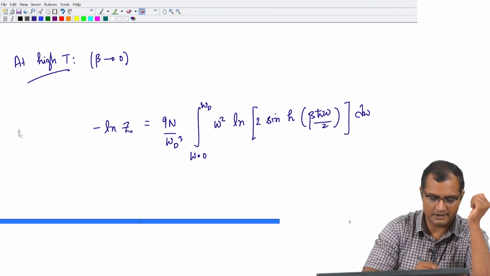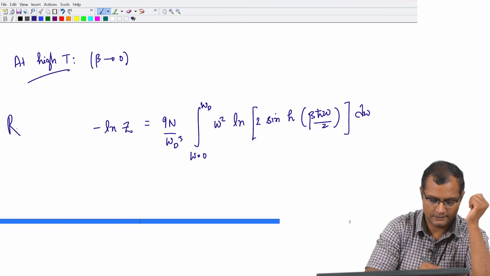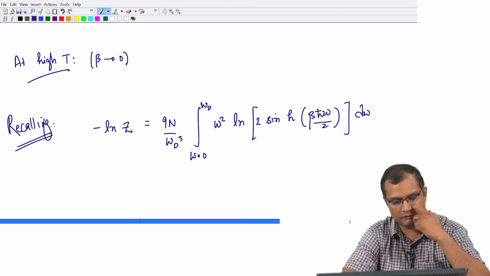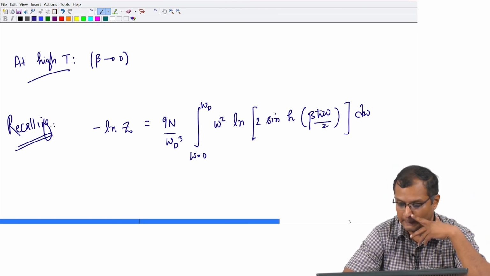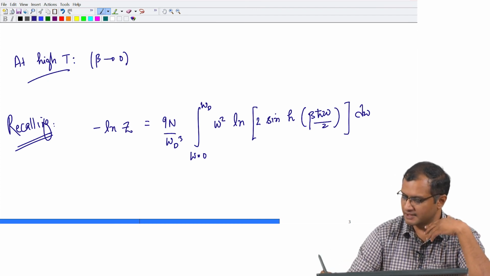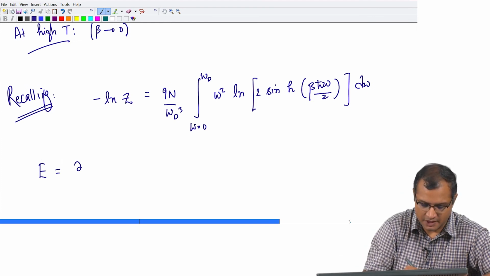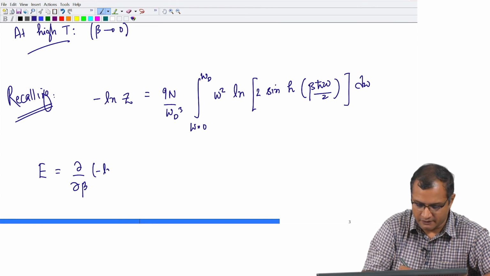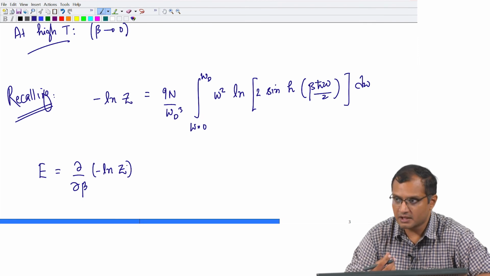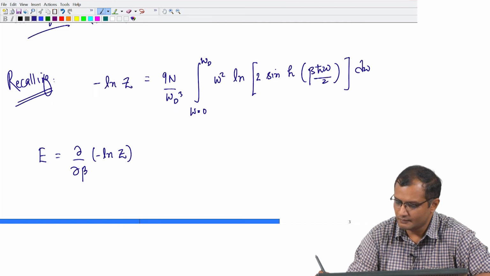recall that this is your partition function. And from here I can recover the high temperature behavior. So, what I am going to do here is first take the derivative with respect to beta. The energy is given as d over d beta of the negative logarithm of the partition function. This is from statistical mechanics. So, let us take the derivative here with respect to beta.